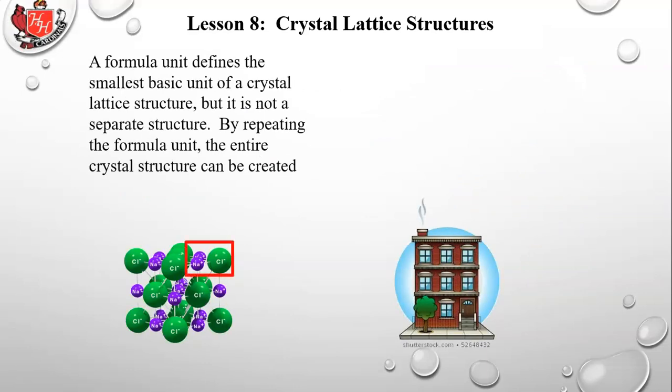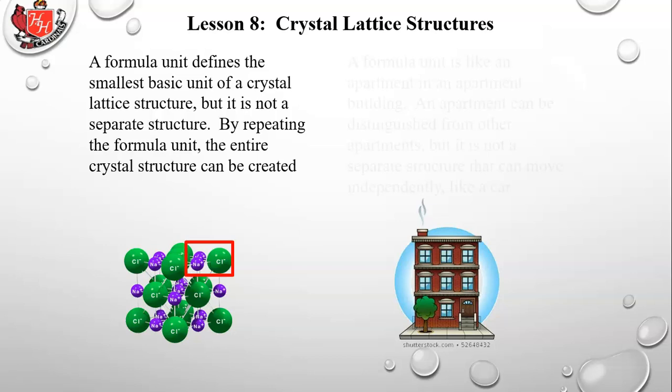A formula unit defines the smallest basic unit of a crystal lattice structure, but it is not a separate structure. But if you took the formula unit, NaCl, so you see 1 Na and 1 Cl in that red box, and you repeated it over and over again, that would create the entire structure.